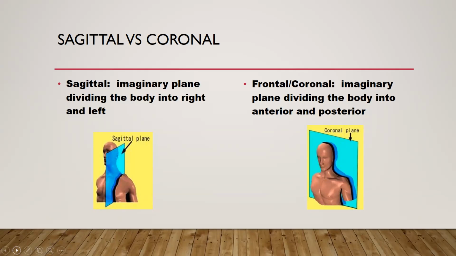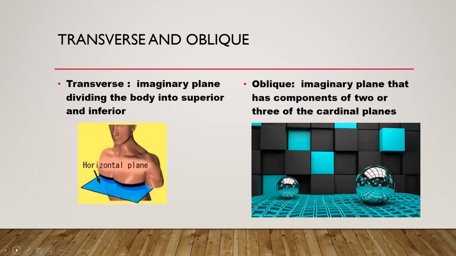Coronal is dividing the body from anterior to posterior, so slicing you through the middle, or forward and back. It doesn't have to just be in the middle. Horizontal plane or transverse plane is dividing you from superior to inferior, again, up and down the body. We have, of course, to throw a little bit of complication in this, oblique plane, because this just means that we are having components of two or three different planes. And we'll talk about an example of that later.